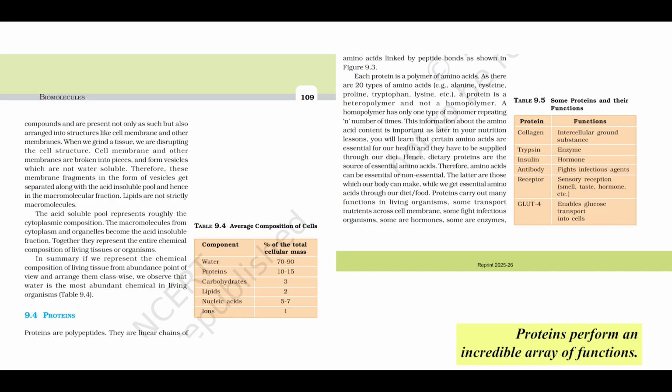Now, the functions. Proteins perform an incredible array of functions. This list is prime material for NEET and board exams. Questions about specific protein roles are very common. Let's look at some key examples. Collagen. Remember this one. It's the most abundant protein in the animal world. What does it do? It provides intercellular ground substance, basically acting like the structural scaffolding or glue in connective tissues, tendons, cartilage, bone matrix.